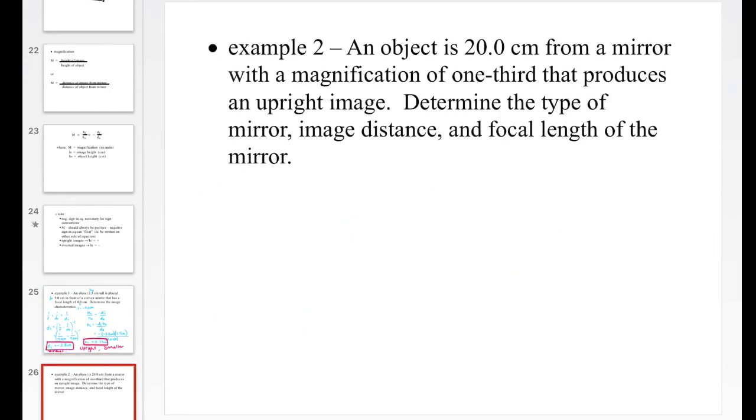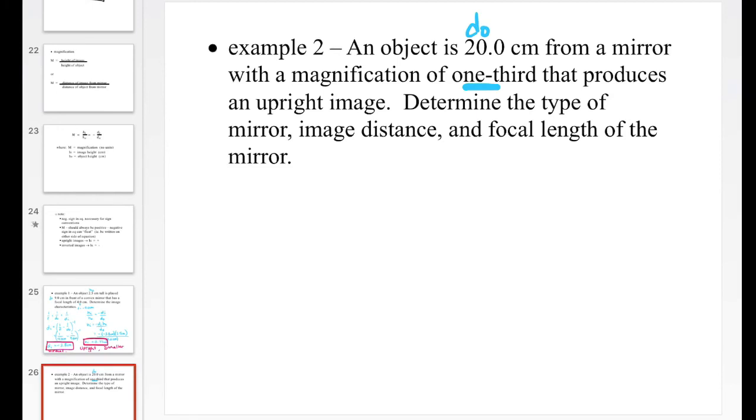Okay, let's do one more. Example 2 here: we have an object that's 20 centimeters from the mirror. That just gave us the distance of the object to the mirror. It has a magnification of 1/3. Well, it just gave us magnification 1/3. That produces an upright image.